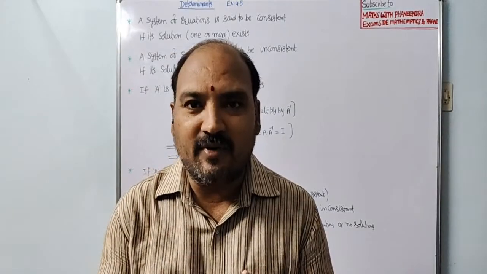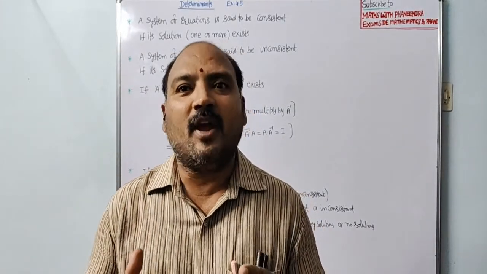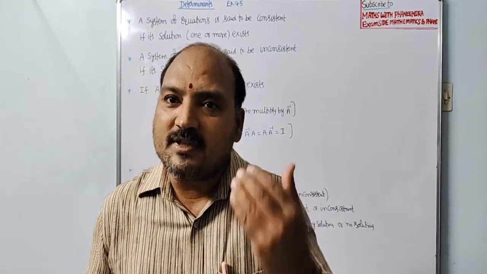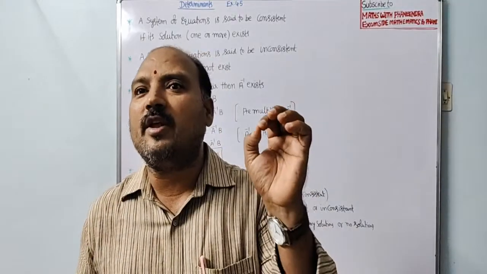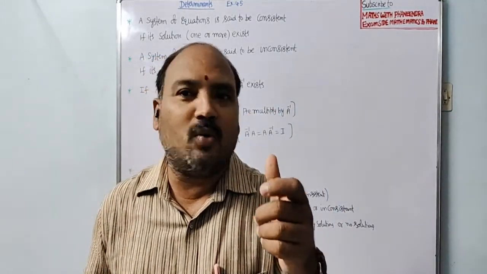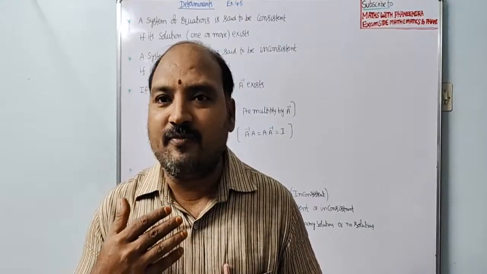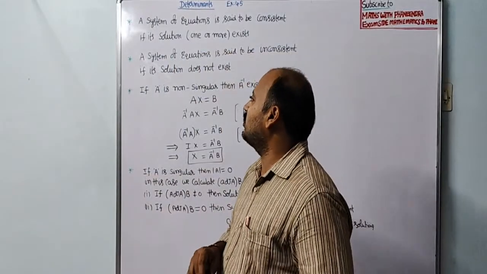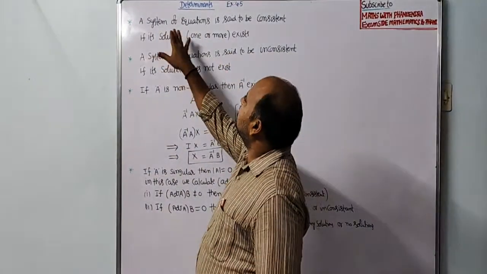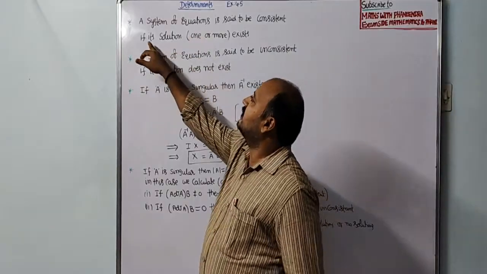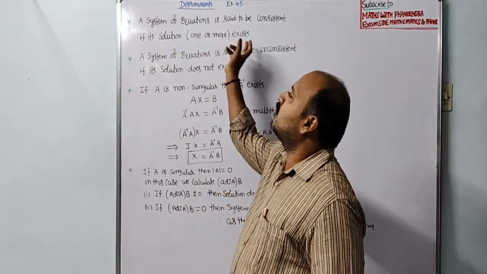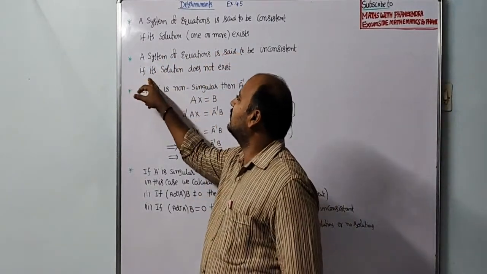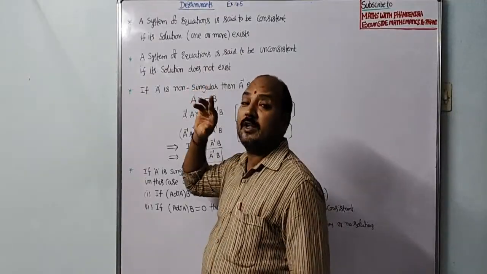So when the system of linear equations has a solution, it is called consistent. When the system does not have a solution, it is called inconsistent. So how can we know whether the system has a solution or not? First, these are just the definitions. A system of equations is said to be consistent if its solution, one or more, exists. A system of equations is said to be inconsistent if its solution does not exist.